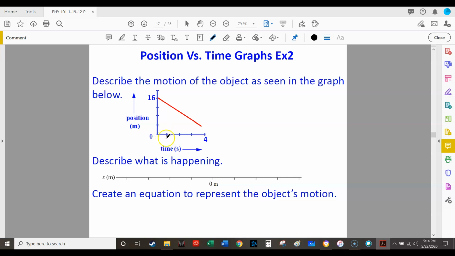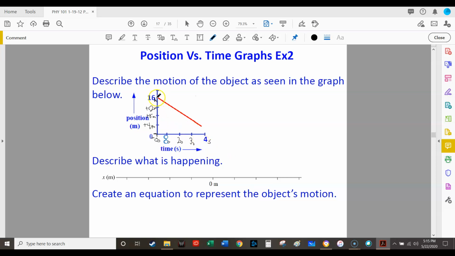So it looks like this is going to be 4 seconds, so this is going to be 1 second, 2 seconds, 3 seconds. I'm actually going to put the units here, and this is going to occur at the 0 seconds mark, which is right here. That's going to be 0 meters. This is going to be positive 4 meter position, positive 8 meter position, positive 12 meter position, and then positive 16 meters.